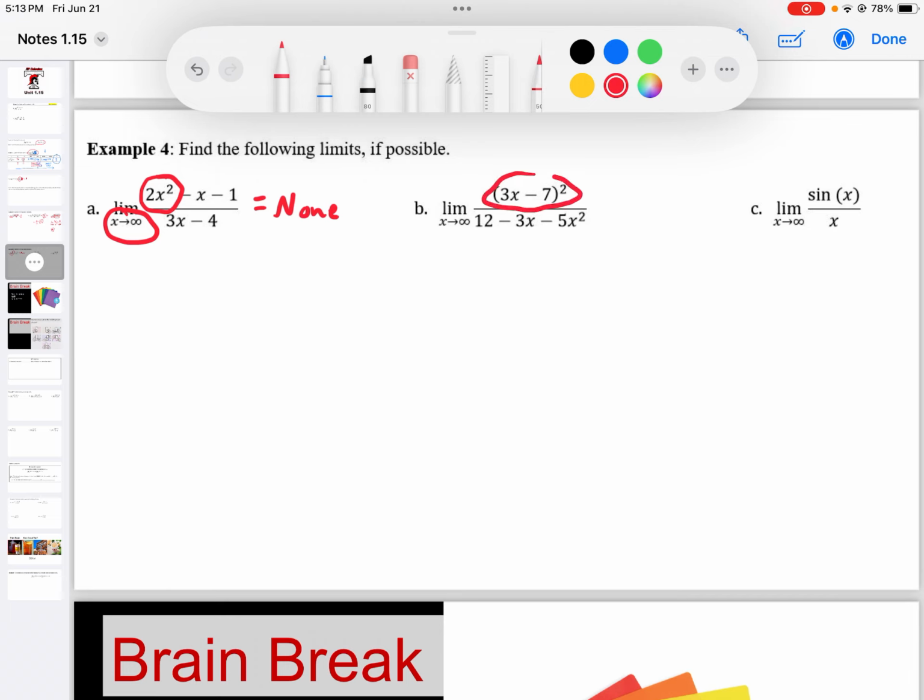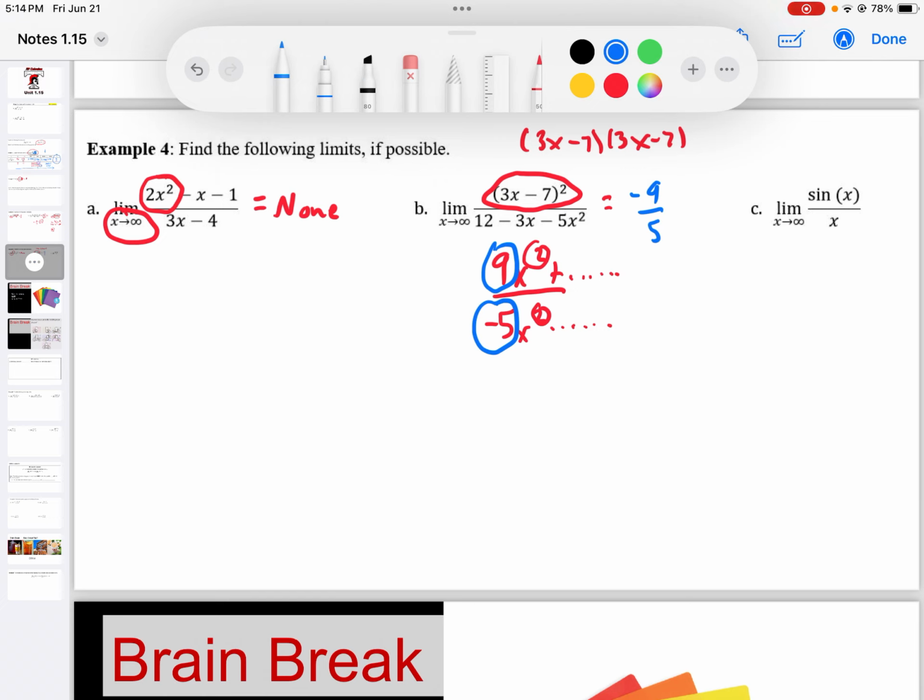All right, the next one, if I was to multiply this all out, 3x minus 7 times 3x minus 7. All I really care about is that the biggest degree, the biggest magnitude would be 9x squared plus blah, blah, blah. Who cares? And the smallest, even though it's out of order, is going to be the negative 5x squared. So this limit, since it's the same degree on top and bottom, I divide the coefficients to get negative 9 over 5.